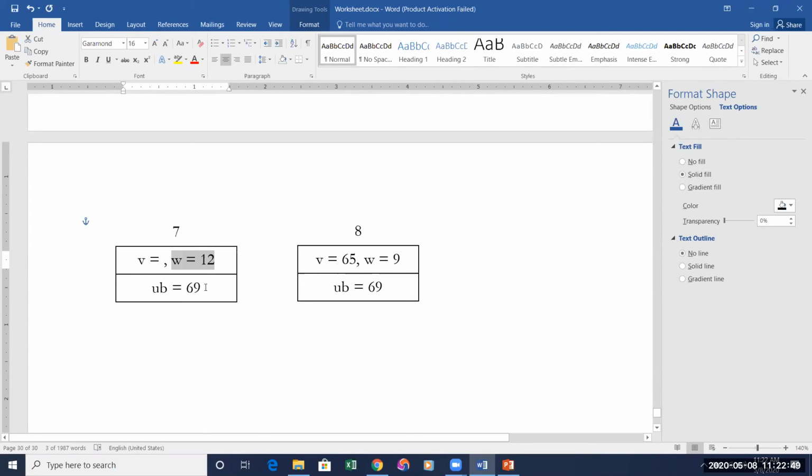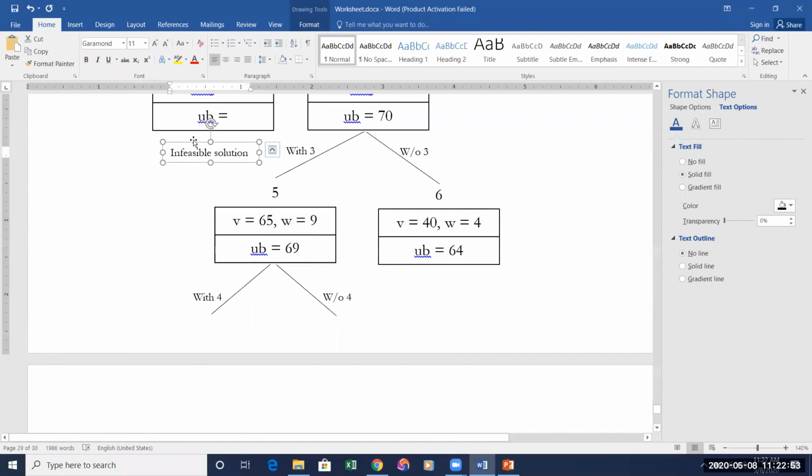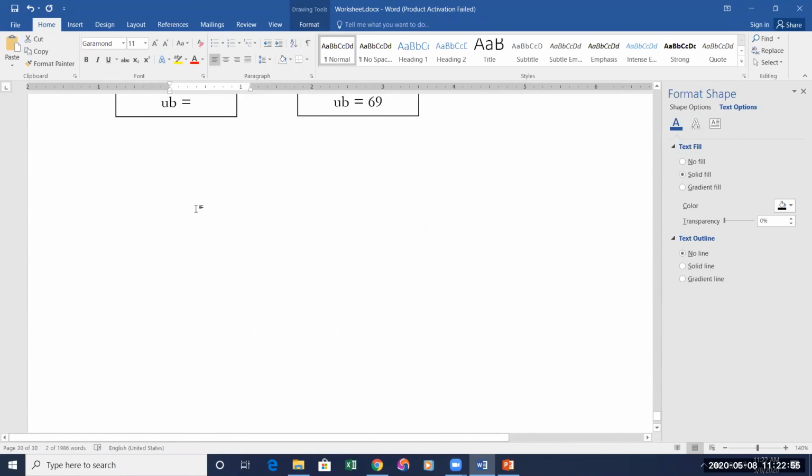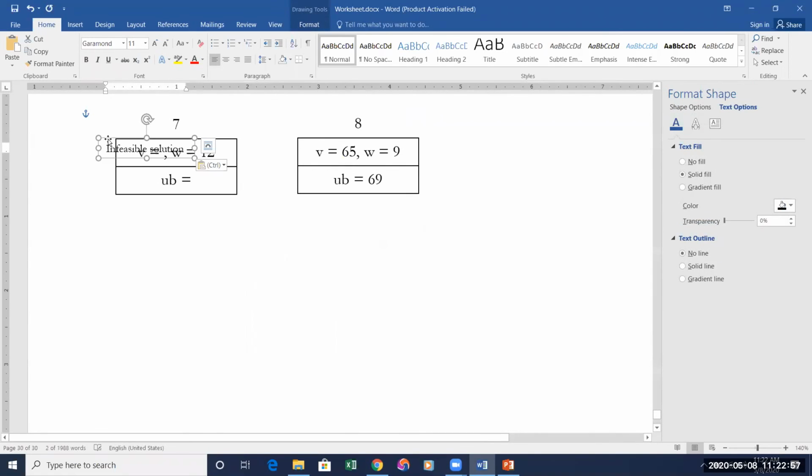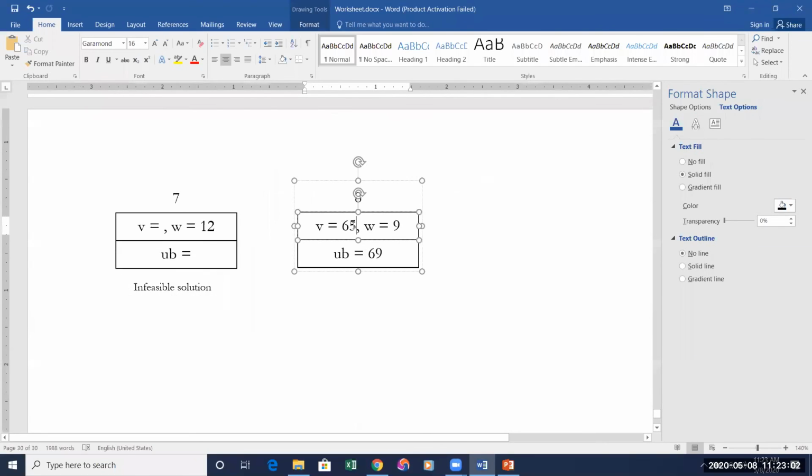The next thing you will do is, you're not going to calculate this because it's an infeasible solution. Take this, mark it as infeasible. Okay, leave that node. Come to the next one.